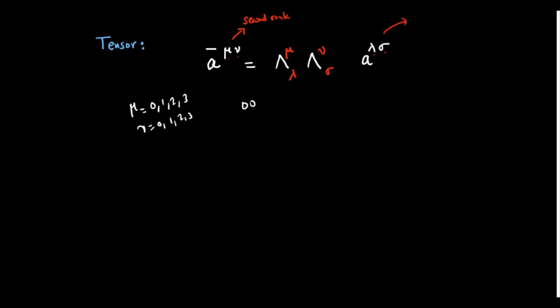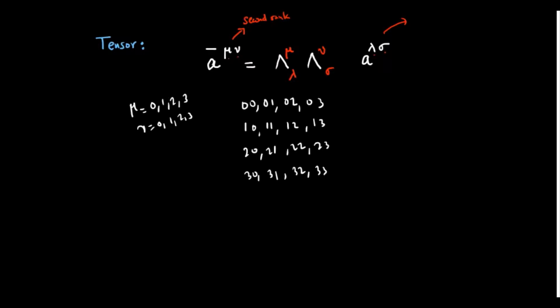It could be 0 0, 0 1, 0 2, 0 3. It could be 1 0, 1 1, 1 2 and 1 3, 2 0, 2 1, 2 2 and 2 3, 3 0, 3 1, 3 2 and 3 3. We have 16 components. So just like we constructed a vector, here you have a tensor which has these 16 components.